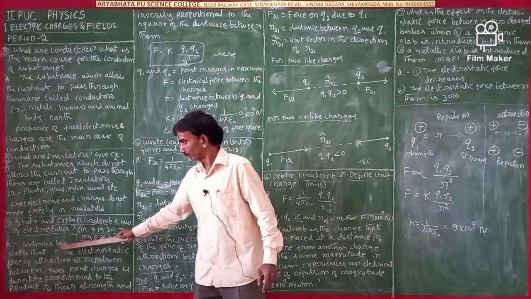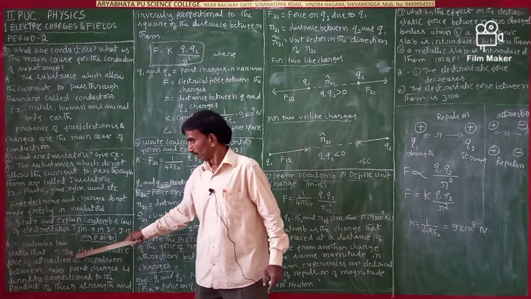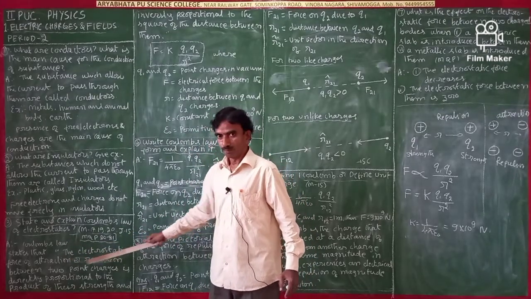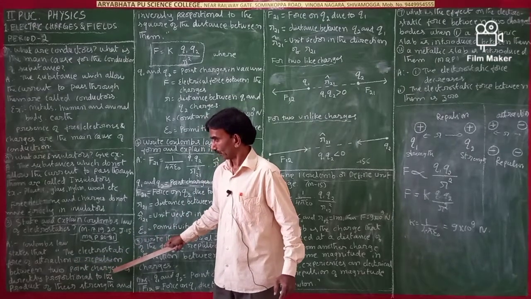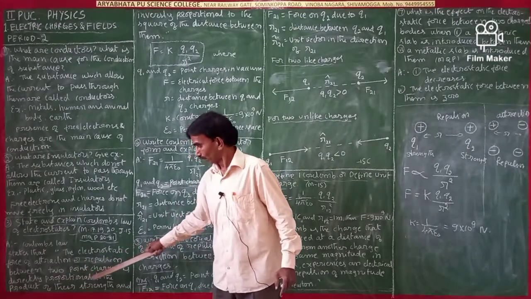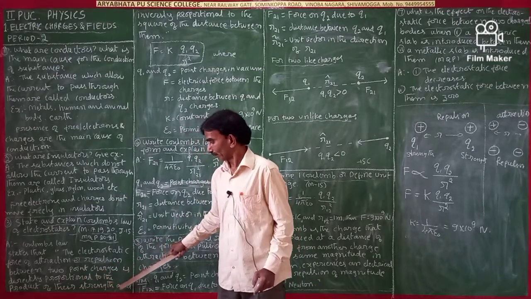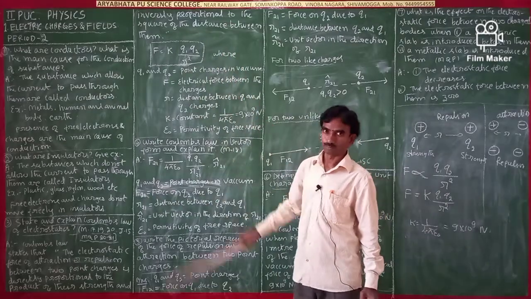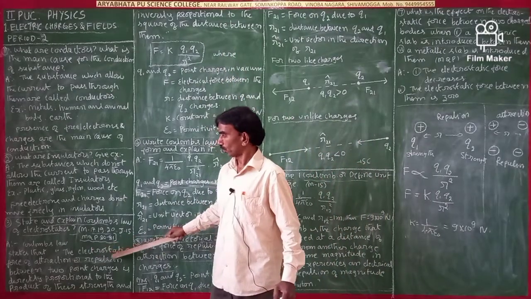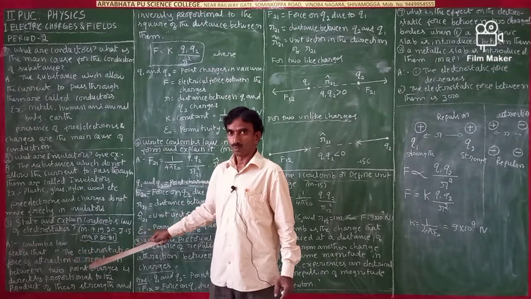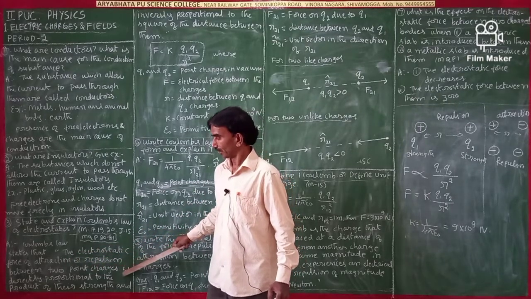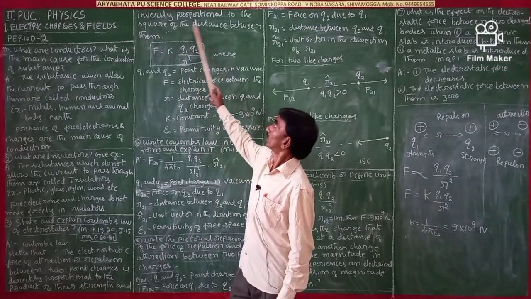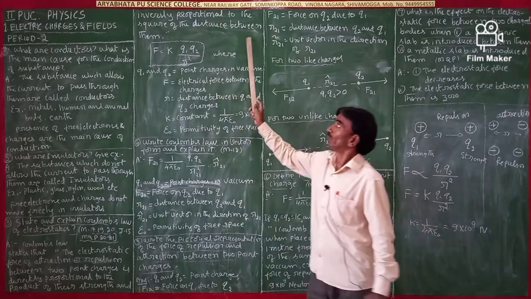Coulomb's law states that the electrostatic force of attraction or repulsion between 2 point charges is directly proportional to the product of their strength and inversely proportional to the square of the distance between them. The electrostatic force of attraction or repulsion between 2 point charges is directly proportional to the product of their strength and inversely proportional to the square of the distance between them.